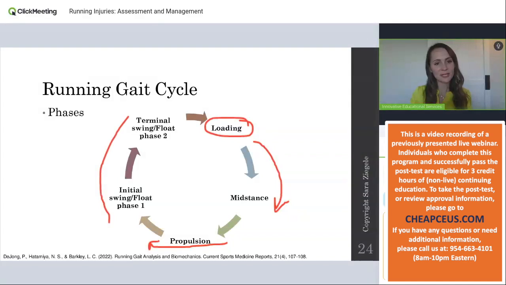And then our swing phase is typically divided here into two different parts. We've got initial swing, which is the part where that leg is really trailing our body and still working its way forward. And then terminal swing or float phase 2, where it's starting to progress towards its point of initial contact. So these will be the phases that we're really talking about, especially as we go through gait analysis.